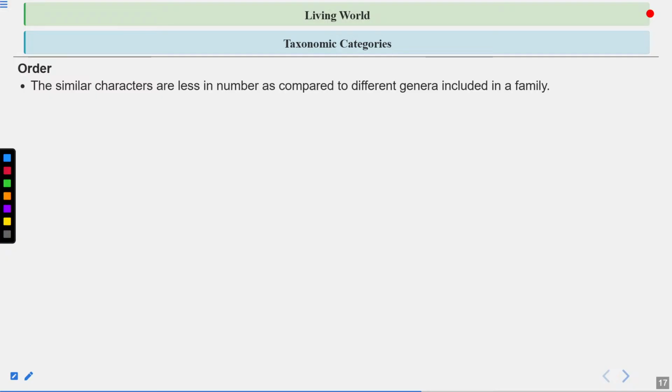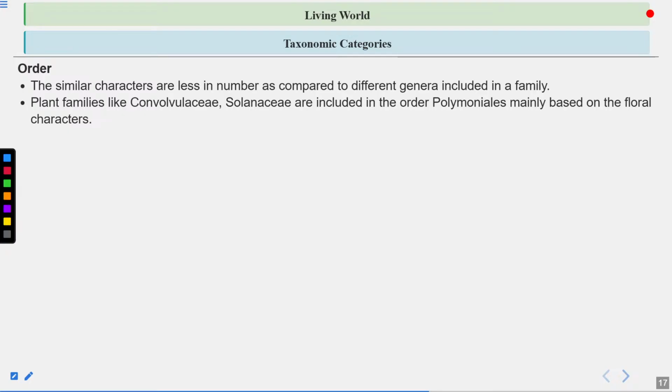Now similar characters are less in number as compared to different genera included in the family. So it is writing similar characters are less in number. When we are talking about the order, plant families like Convolvulaceae and Solanaceae are included in the order Polymoniales, mainly based on the floral characters.